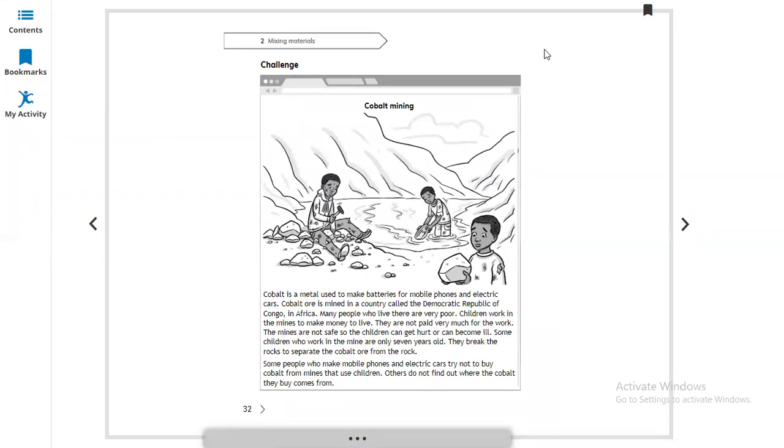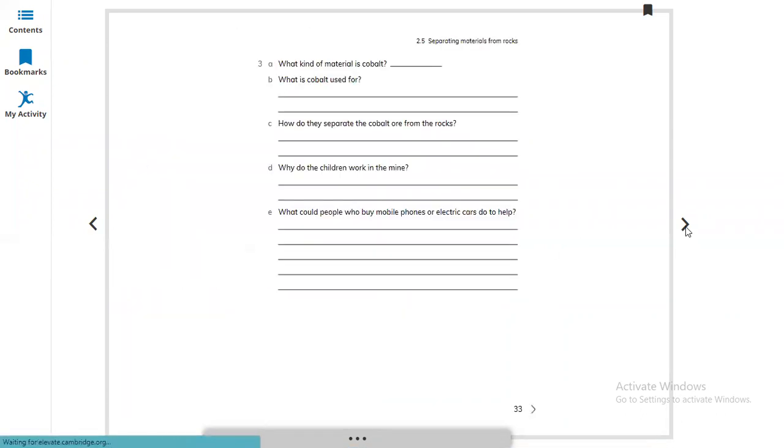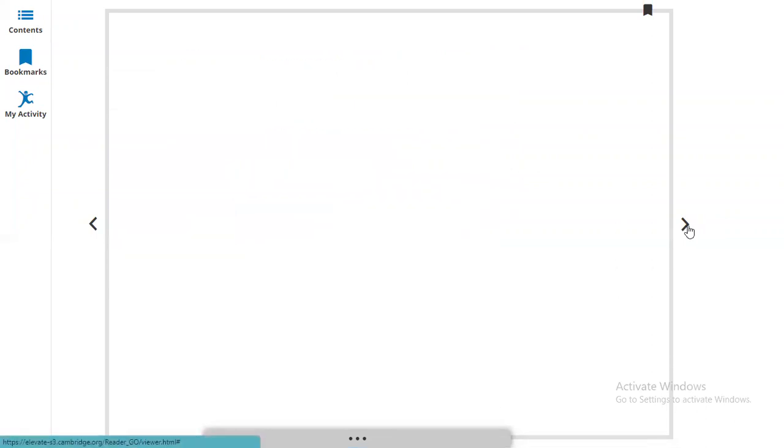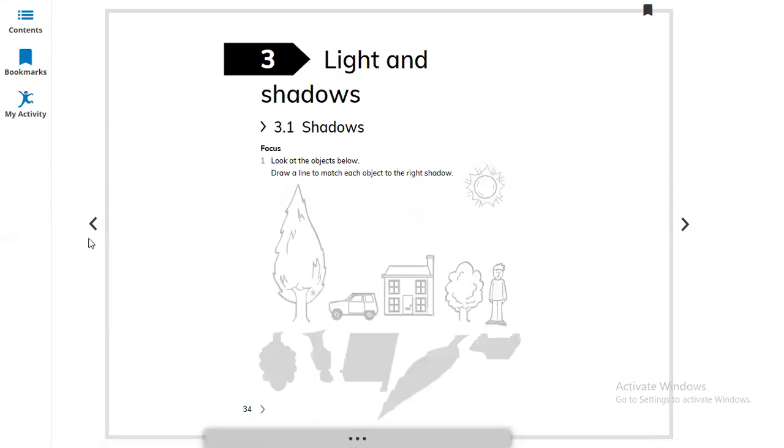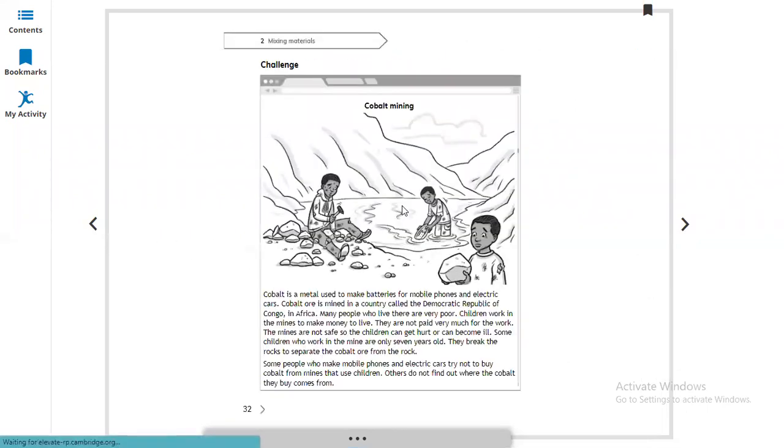After this, challenges, cobalt mining, just skip it. What kind of material is cobalt? If you read this, then you can find the answer. This is your activity, you can do it, learner. All the answers are available in this paragraph. In the next video, I will start Unit 3.